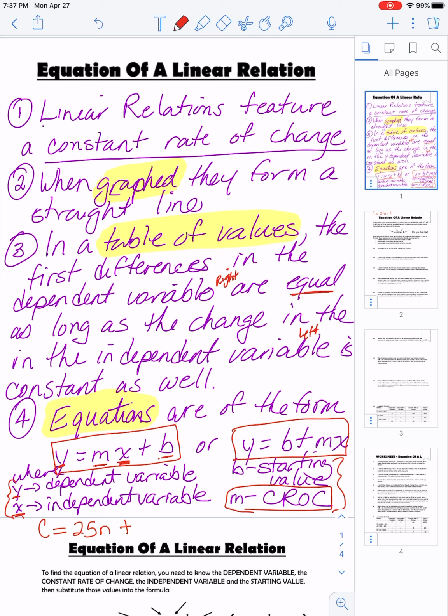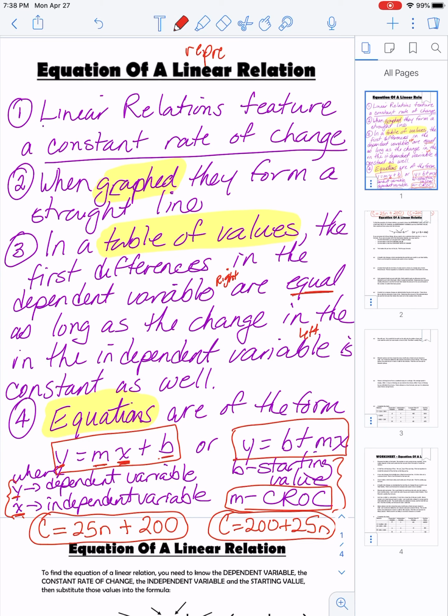So let's say we're renting a hall and it costs $200 to rent the hall, and then it's $25 per person for the meal. So this would be an example of an equation to represent that linear situation. Or we could write that as C equals 200 plus 25n. Either way is fine.